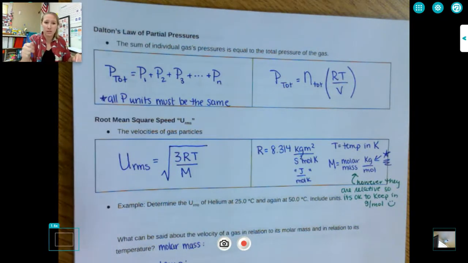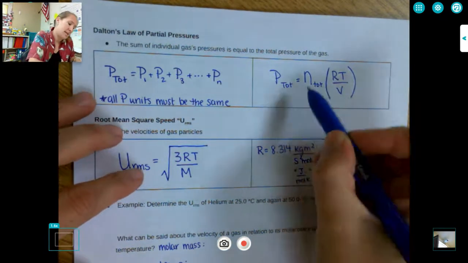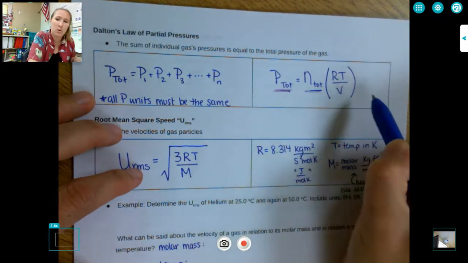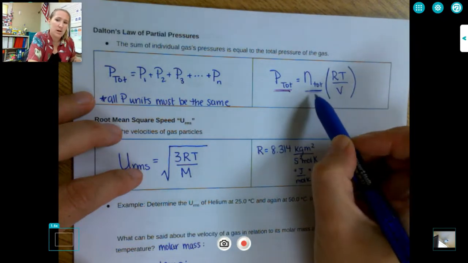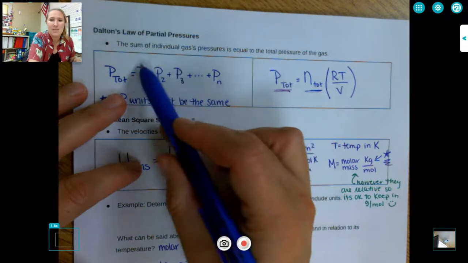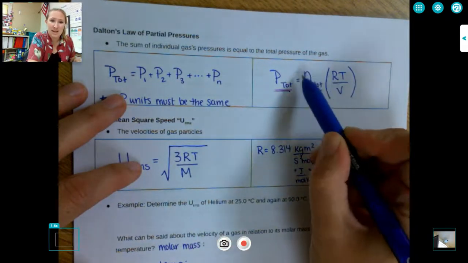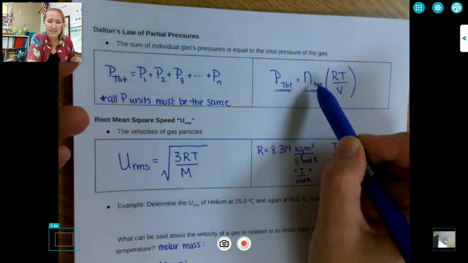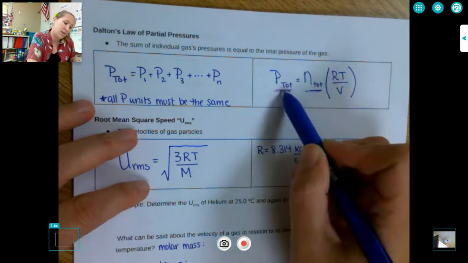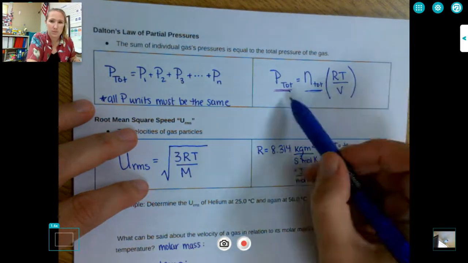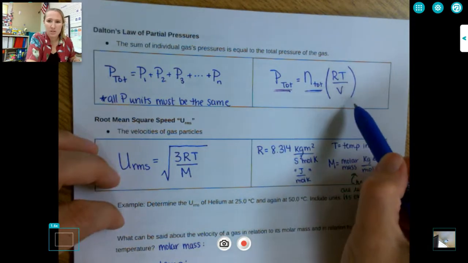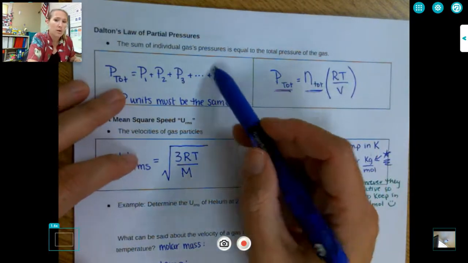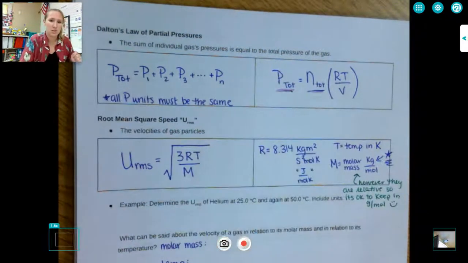Now we can do further calculations here. If I know my total pressure, I can also know something about my total number of moles of gas. Maybe we don't know my individual pressures, but I know the total moles of gas that I have in my container. Then I can use this, which looks like just a derivation of my ideal gas law, to calculate my total pressure if I know my total number of moles, T, and V. Or you might be given partial pressures and asked to find the total.